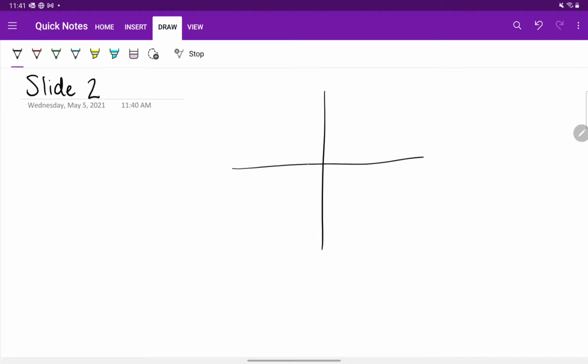I'm going to do my best to draw a quick sketch here. 1, 2, 3. 1, 2, 3. So the graph does something like this. Might not be perfect, but it'll be close enough for our purposes.